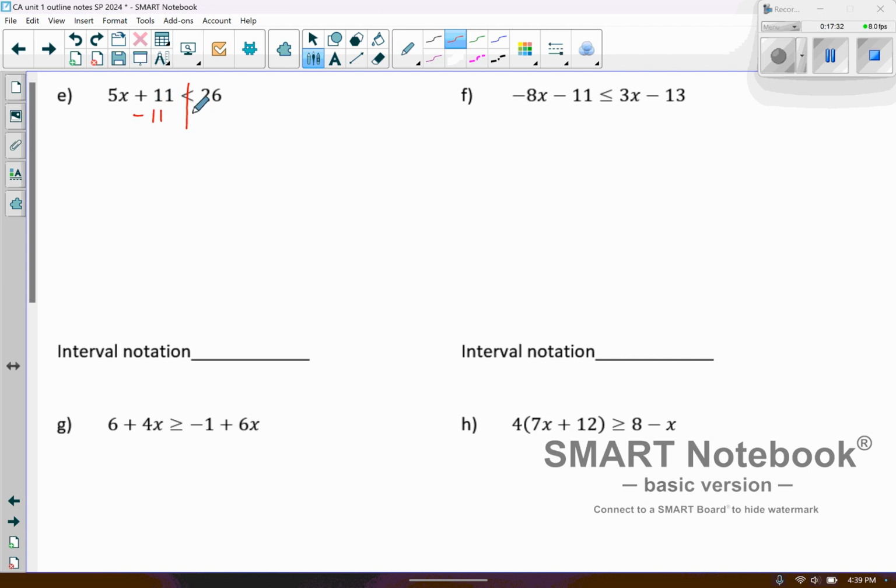I need to solve for x. So I'm going to subtract 11 on both sides. Then I'm left with 5x is less than, what is that? Let's see, 15. Then we're going to divide by 5 on both sides, and we're going to get x is less than 3. Okay? And so x is all the numbers less than 3, like 2, 1, 0, and then all the negative numbers. So that's going to be from -infinity to 3. And I want to use the parentheses on both of those.